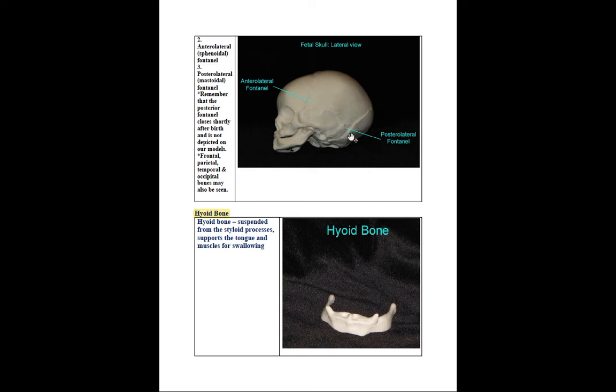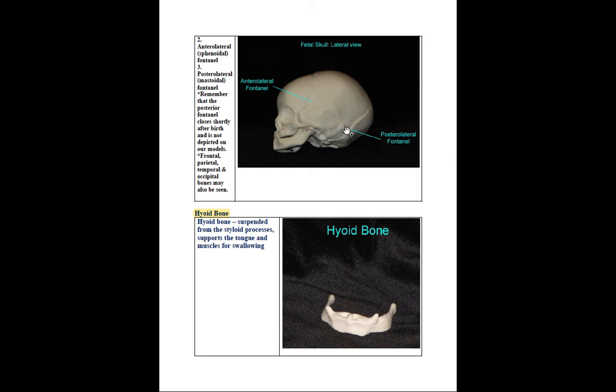Back here is the posterolateral fontanelle. Again, this space just in between where all the bones are, there's going to be that little space prior to fusion. You can also learn this as the mastoidal fontanelle, really close to where the mastoid process is. So you're welcome to use either anterolateral and posterolateral fontanelle, or sphenoidal fontanelle and mastoidal fontanelle.